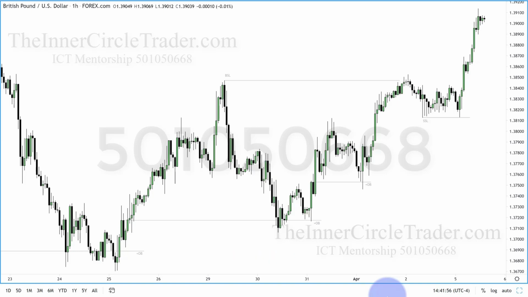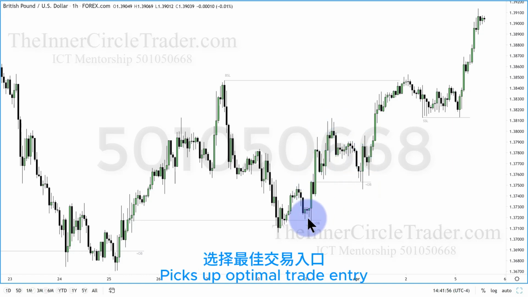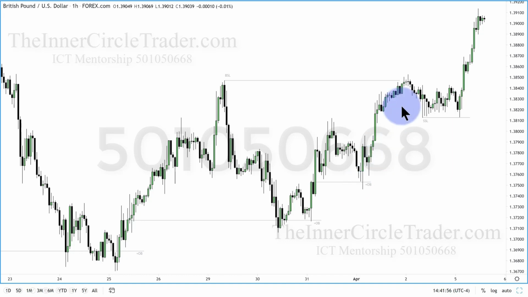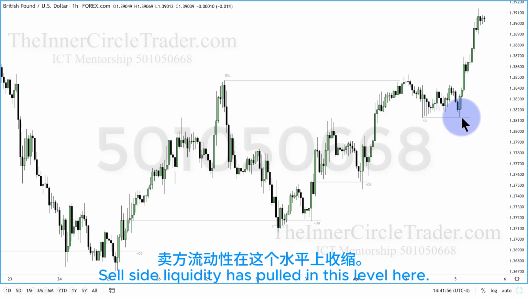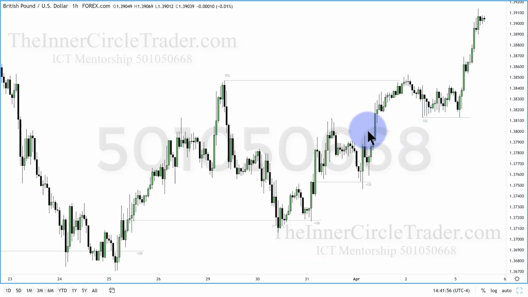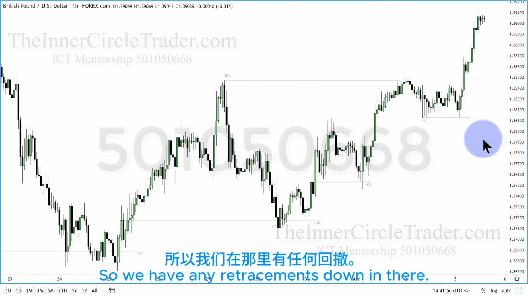Pound dollar, hourly chart. Order block in here. We trade down into it. Start to accumulate. Rallies. Down close candle. Picks up optimal trade entry here. Rise for the buy side liquidity here, and then consolidation. Its sell side liquidity has pulled in this level here, and we do have a smaller imbalance there. So if we have any retracements down in there.